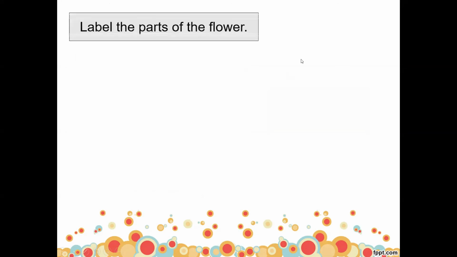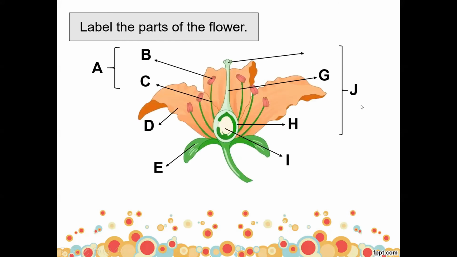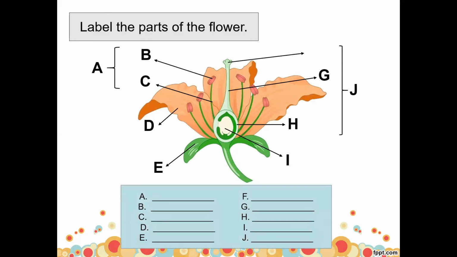Let's go on with your homework. This is your homework. Label the parts of the flower. We already sent a file online. You can print or edit there, or if you want, you can just write it in your notebook. Please check your spellings.